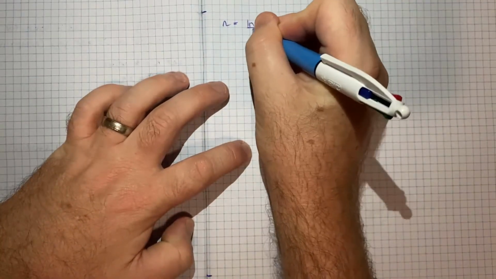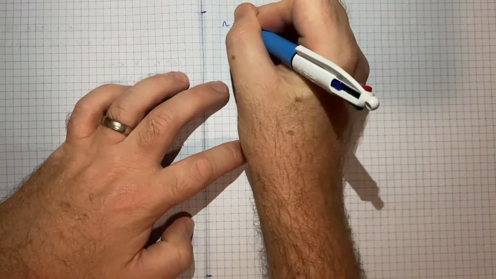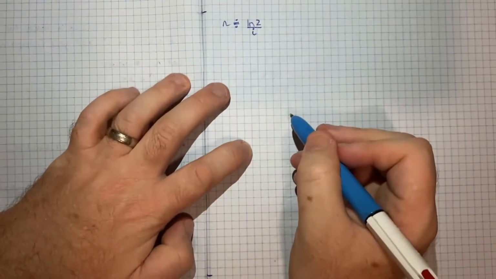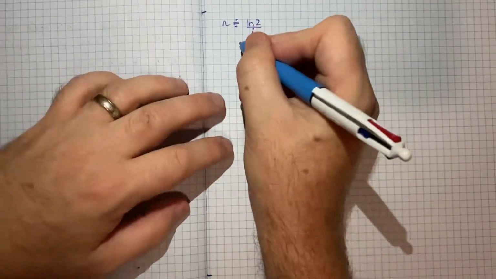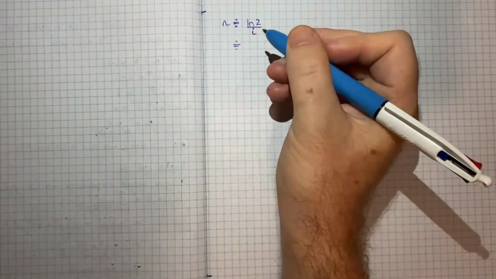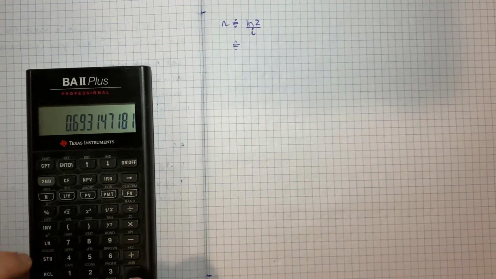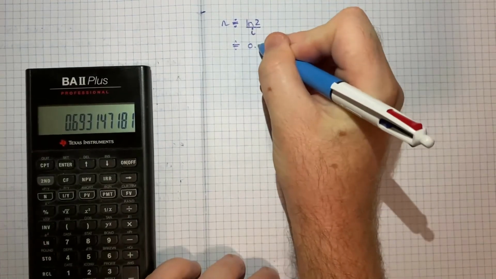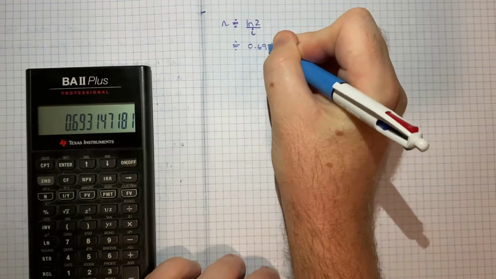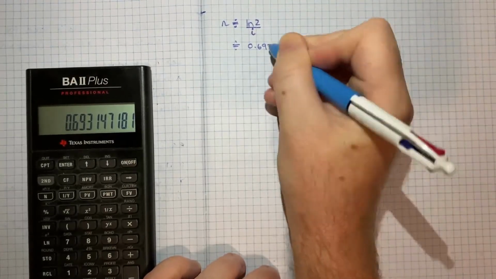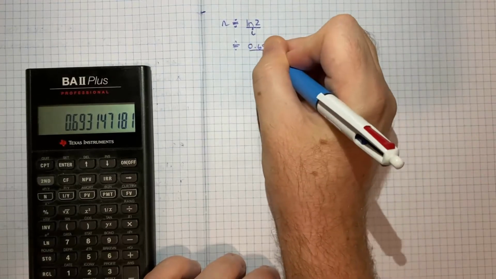And then what I have to do is, instead of writing equals, I have to say it's approximately now, because this is only approximately true. So fleshing this out a bit more, if I take the log of 2, that's 0.693147181 and so on, divided by I.